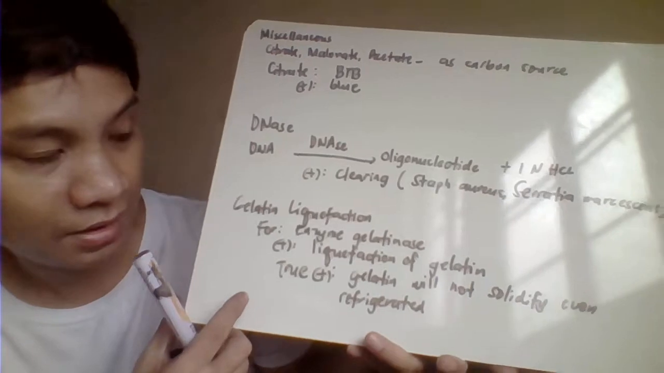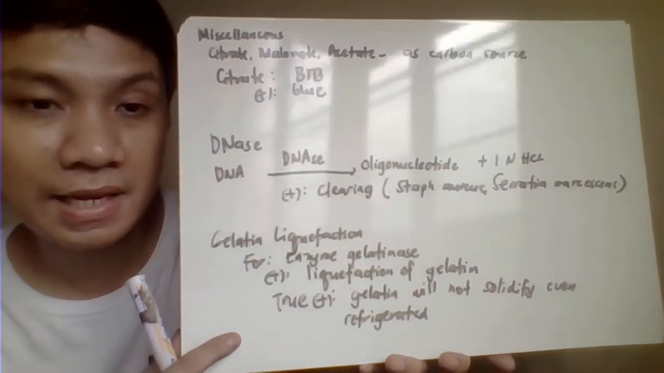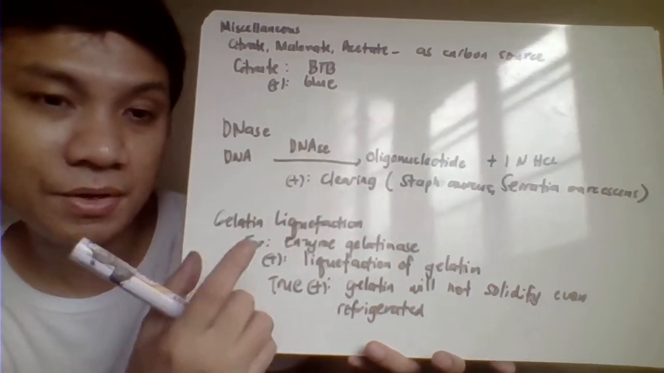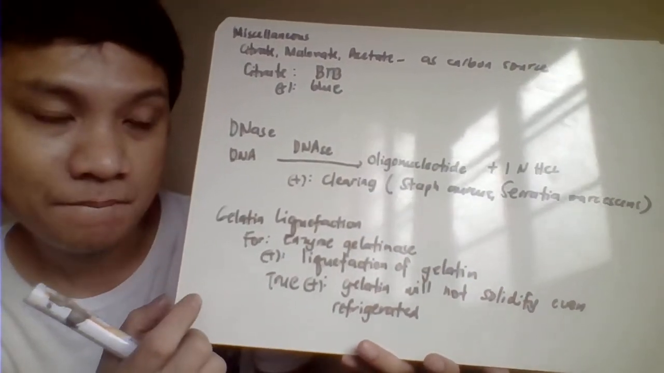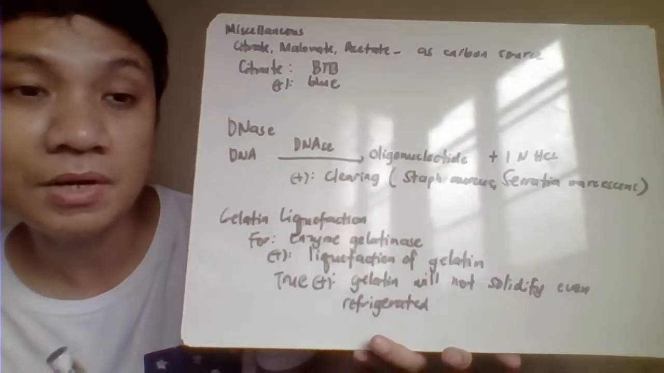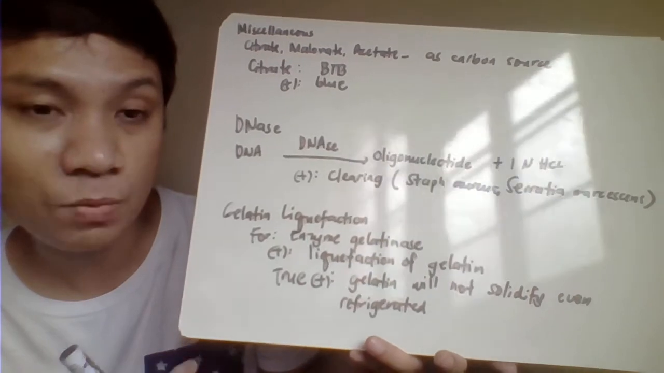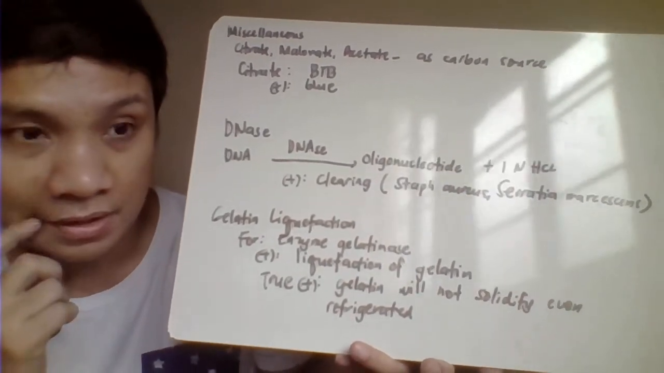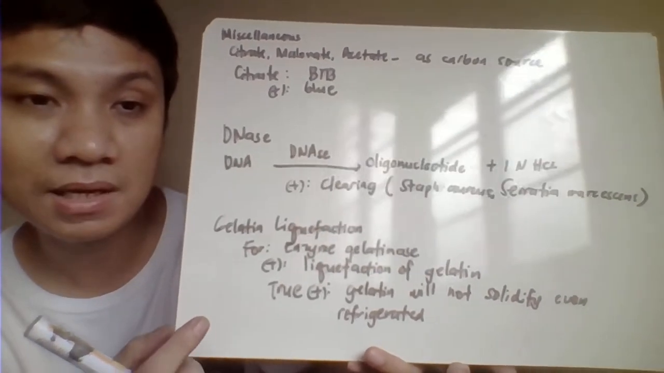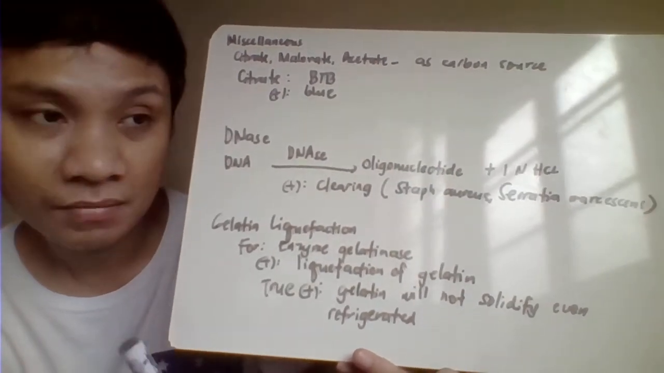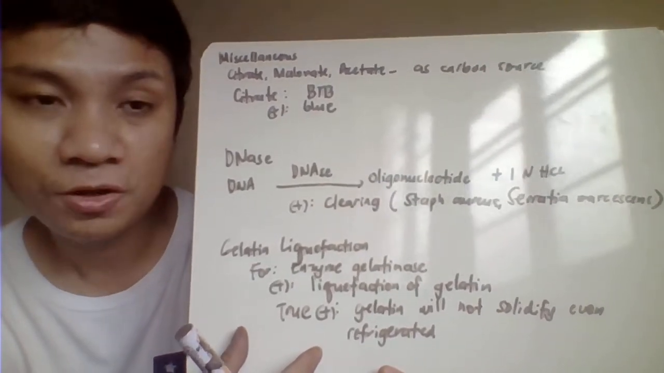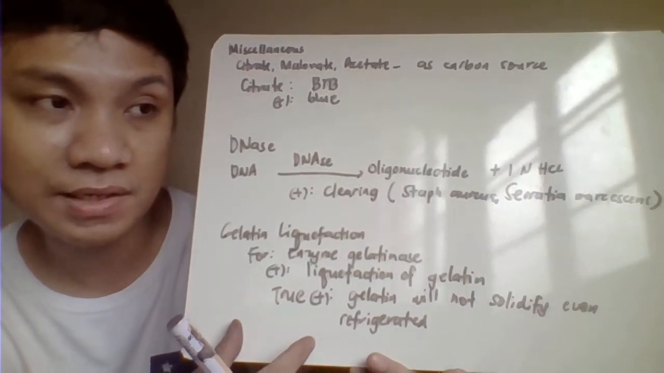Another one, we have your gelatin liquefaction. This would identify the enzyme gelatinase. So our culture media is the gelatin deep. We inoculate our organism. If your organism contains this enzyme gelatinase, it will liquefy your gelatin. Remember that gelatin is solid. So if it has the enzyme gelatinase, our gelatin will become liquid. Through liquefaction, the enzyme gelatinase could be identified here if you try to refrigerate your gelatin deep.